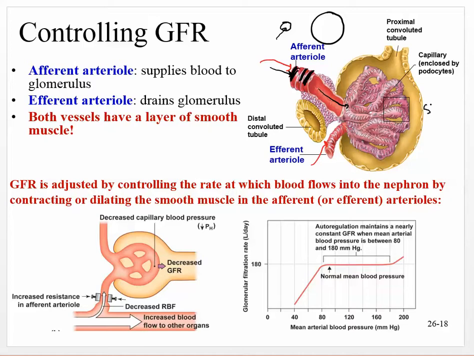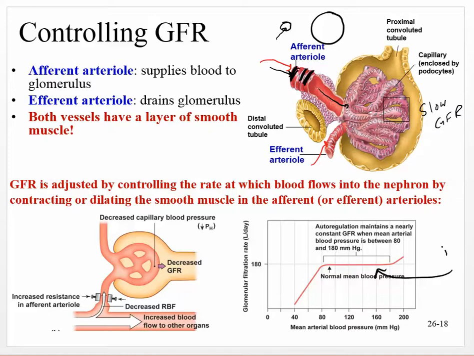Therefore, if you constrict it, you're slowing your GFR by constricting this, because you're reducing the amount of blood flow. So that means when we start running or exercising and our blood pressure increases, all your body has to do is clamp that shut a little bit, and your GFR remains constant.